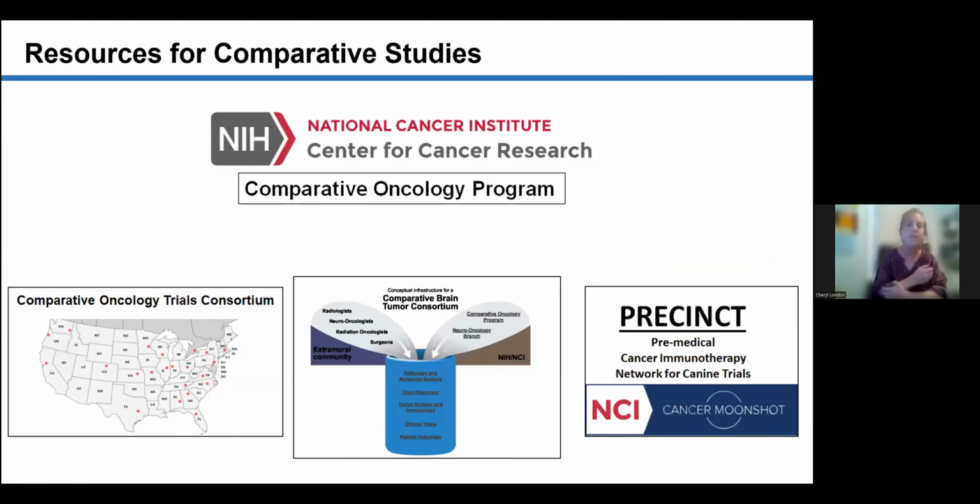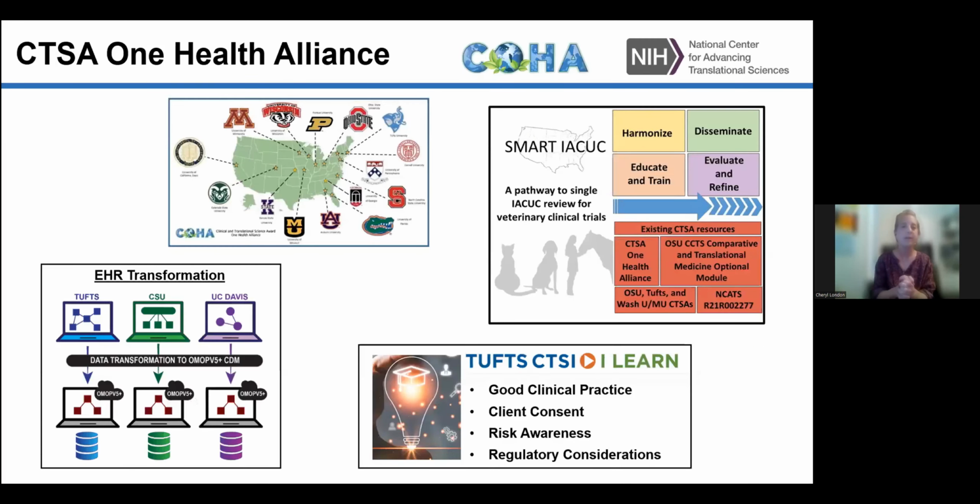The two last things I want to mention before we go into the ICDC are the resources for comparative studies that are now available. The Comparative Oncology program has been around for probably almost 2 decades now, and that is embedded in the National Cancer Institute and supports a number of efforts, including a Comparative Oncology Trials Consortium, a Comparative Brain Tumor Consortium, and it's linked very closely to our more recent pre-medical cancer immunotherapy network for canine trials, which was funded by the Cancer Moonshot. And this is a large collaborative that's supporting this translational work that is generating a lot of the data, particularly the genomics data in canine cancer.